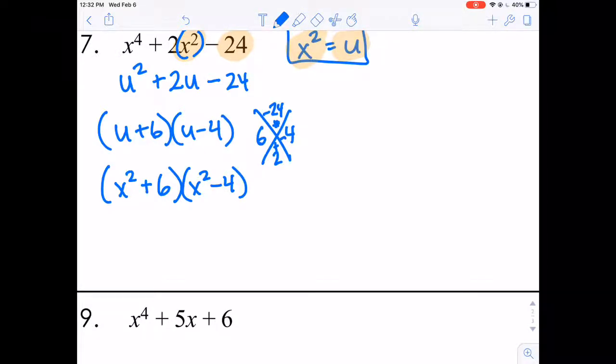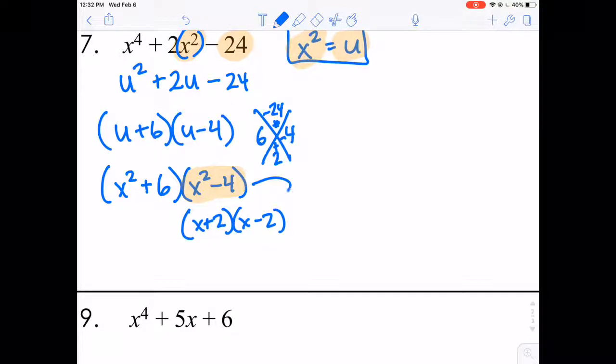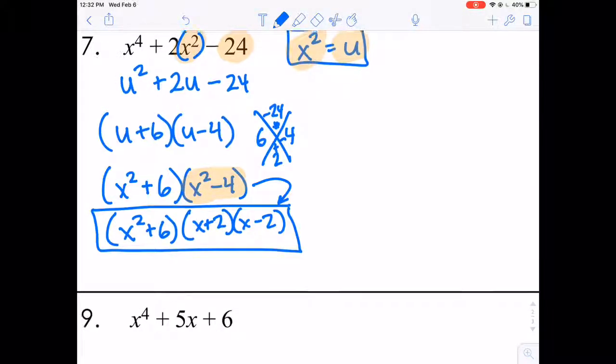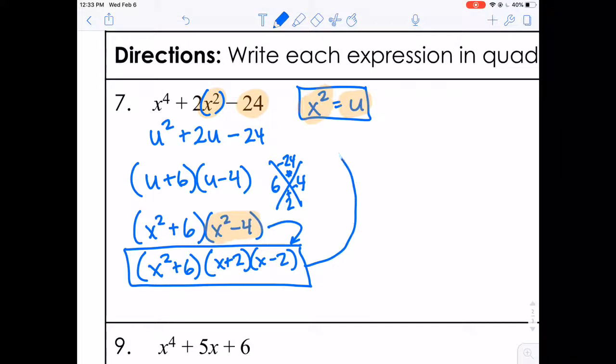However, I know from yesterday, our review of difference of squares, I see that that is 2 squares. So I would say that this is x plus 2, x minus 2. So I have to go an additional step to turn this into that. 6 is not a square, so I'm just going to rewrite that like that. This is my answer. If I multiplied those three things together, I would get back to this answer here.